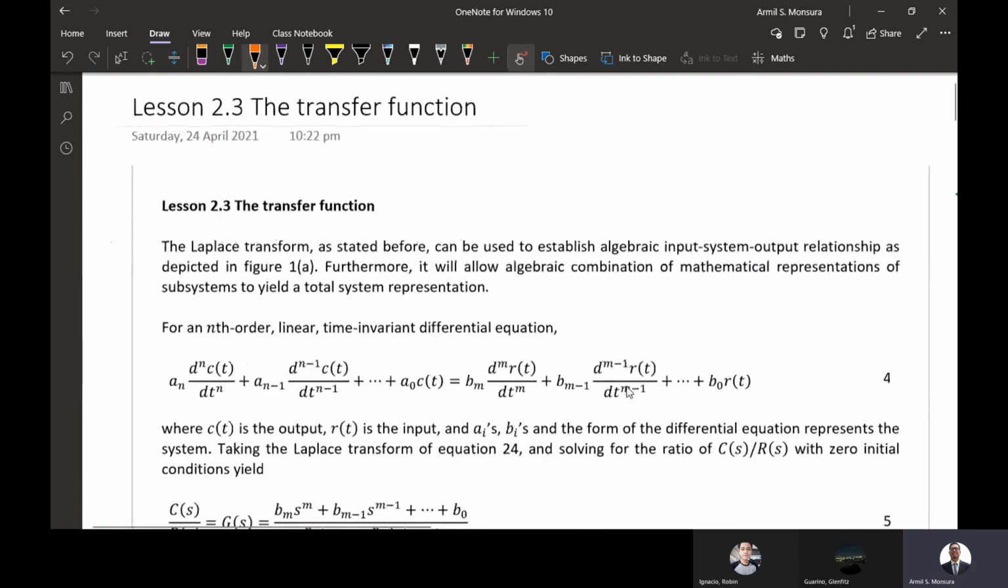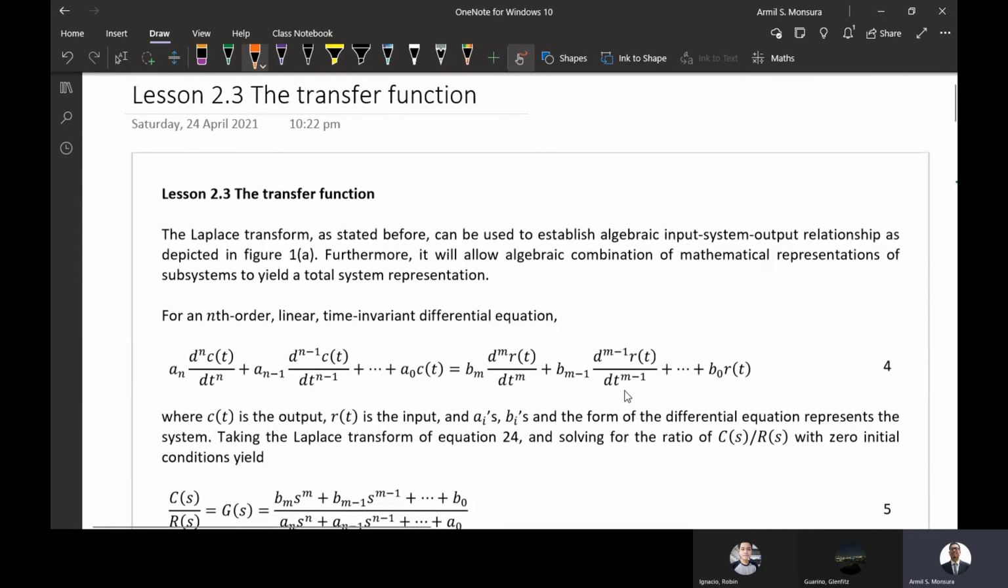Okay, ganito. I also stated earlier na ang system ninyo, wait lang. Shh! Wait lang, wait lang. Hugo!